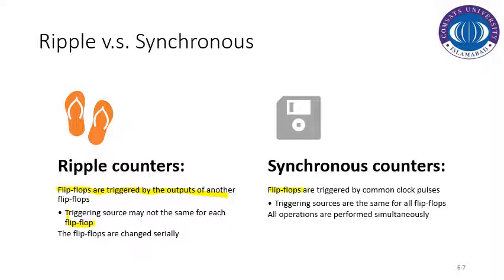This is the first major difference between a ripple counter and a synchronous counter, and the triggering sources are the same for all flip flops. So we are not relying on the operation of another flip flop, and all the operations are basically performed simultaneously. While in the previous case, the change in the output of one flip flop triggers the other flip flop. So this is not the case for synchronous counters. All the operations in a synchronous counter are performed simultaneously.